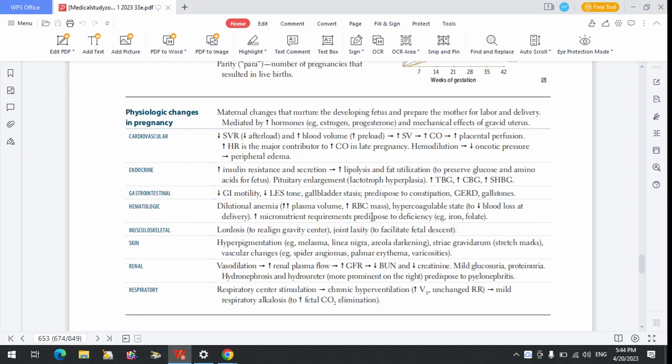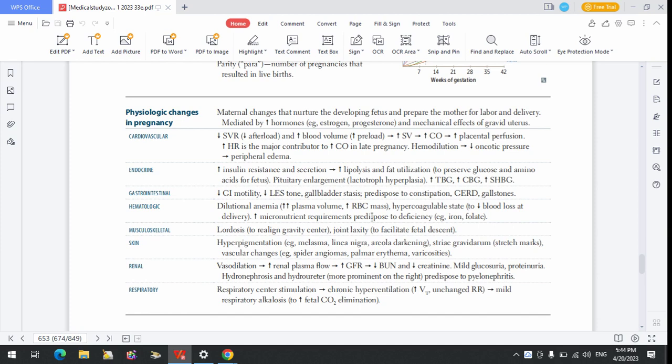So there's stimulation of erythropoietin to produce more red blood cells, but that increased blood volume that is formed is more than the red blood cell mass. So it eventually causes a dilutional anemia. If you measure the hematocrit, it will appear low, but that's a false representation of what is actually happening.